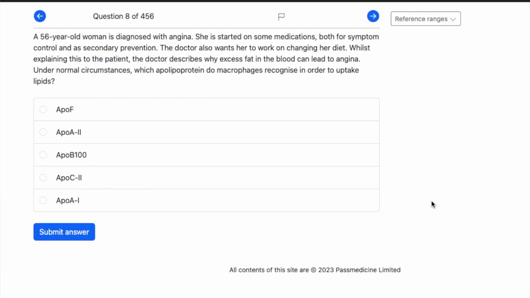A 56-year-old woman is diagnosed with angina. She is started on some medications, both for symptom control and secondary prevention. The doctor also wants her to work on changing her diet, and whilst explaining this to the patient, the doctor describes why excess fat in the blood can lead to angina. Under normal circumstances, which apolipoprotein do macrophages recognize in order to uptake lipids?